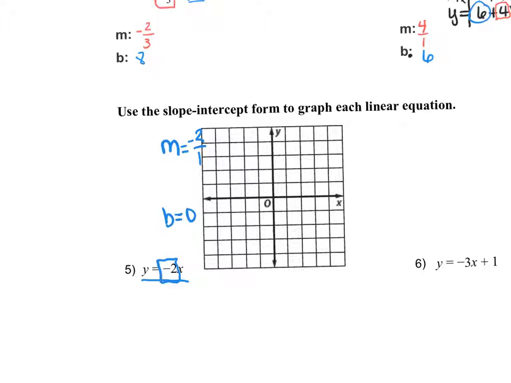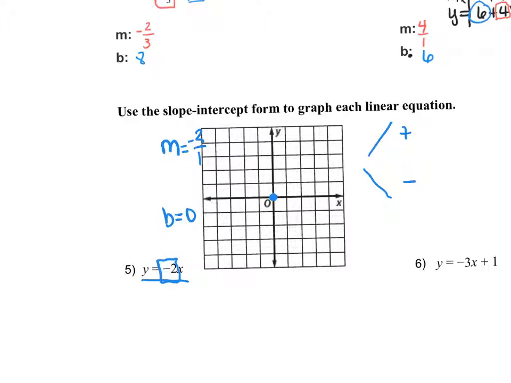Remember, what did I say earlier? I said graph the B first, right? So the B is 0, so I'm going to put a dot at 0. Here's what we didn't do. We didn't do a -1 earlier. Up and to the right is positive. Remember our slope, if we're going up, this is positive. If we're going down the stairs, it's negative, right? I said that earlier.